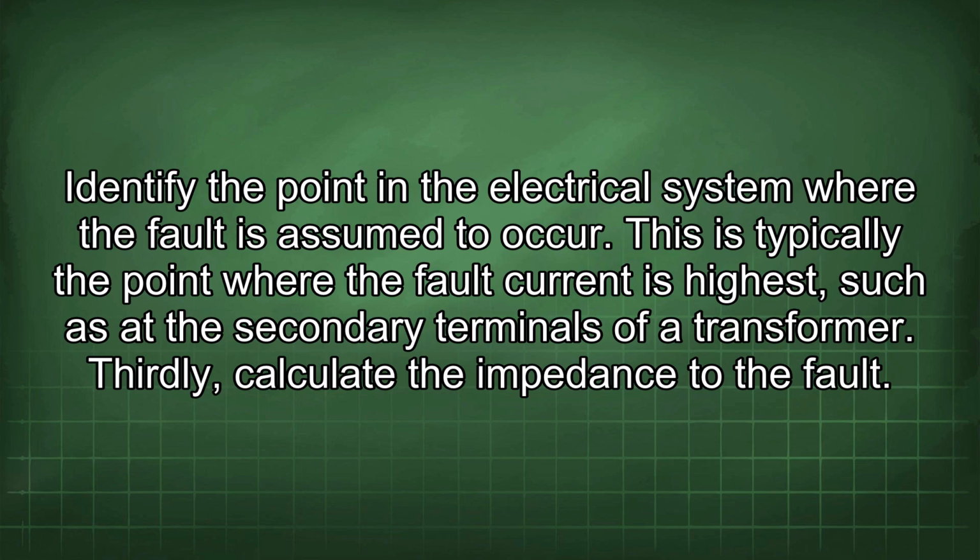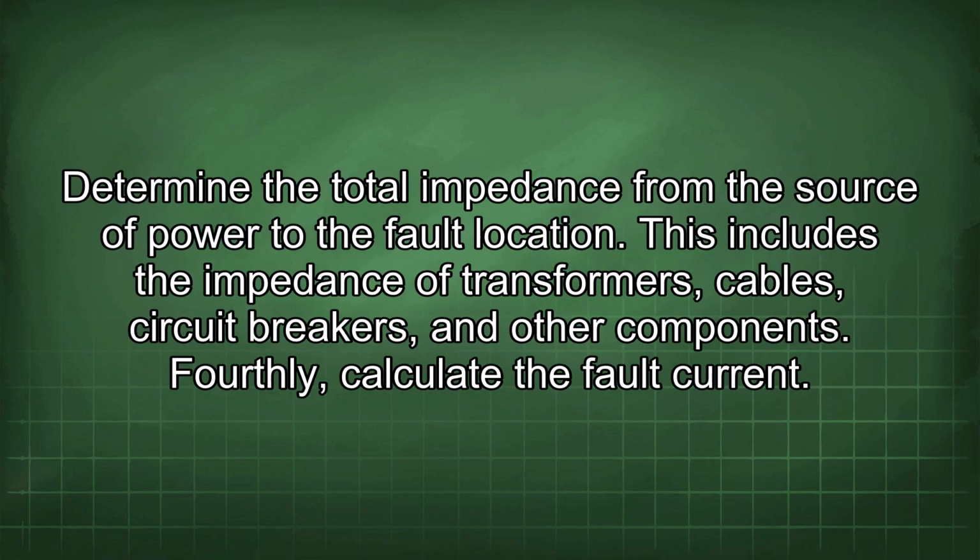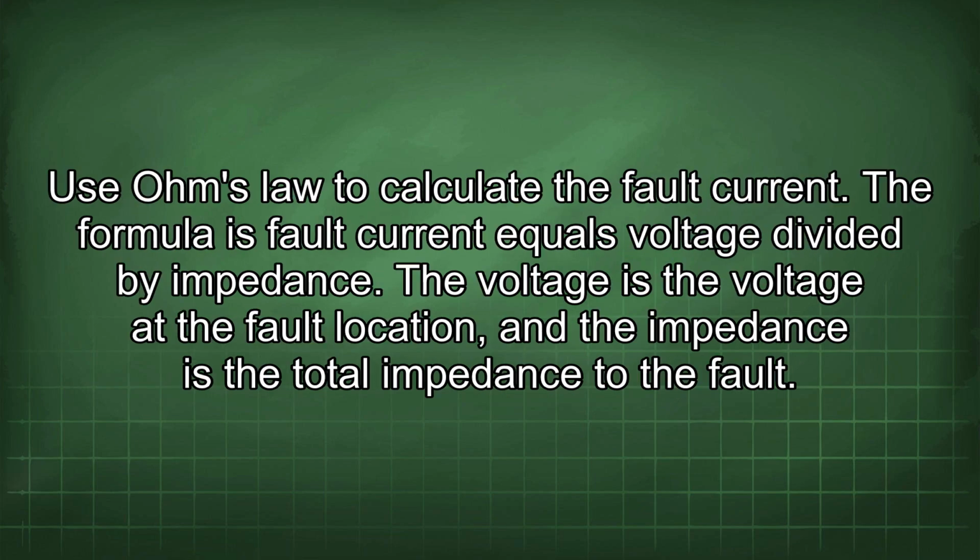Thirdly, calculate the impedance to the fault. Determine the total impedance from the source of power to the fault location. This includes the impedance of transformers, cables, circuit breakers, and other components. Fourthly, calculate the fault current. Use Ohm's law to calculate the fault current. The formula is fault current equals voltage divided by impedance. The voltage is the voltage at the fault location, and the impedance is the total impedance to the fault.